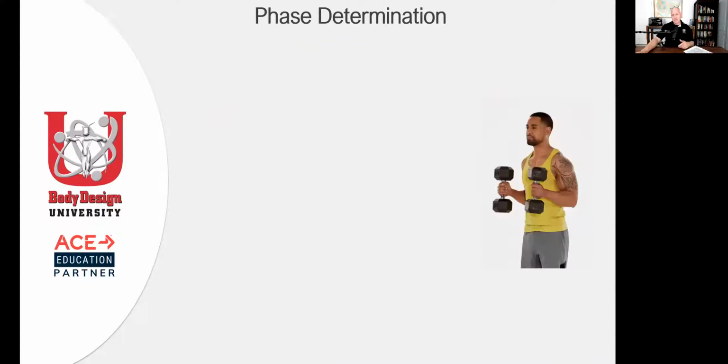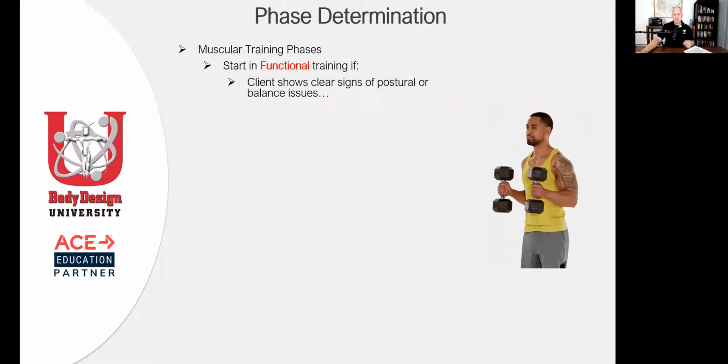So let me just show you what I did a couple of weeks back, the phase determination for the muscular training phases. Let me run through this quick. You would start somebody in the functional training phase if the client shows clear signs of postural or balance issues. They walk in, they're elderly, just as an instance. Not every elderly person has these issues, but that might be a concern. And they show some basic balance issues, just fundamental stuff. That would be a sign that they're not ready for resistance training or movement pattern training.